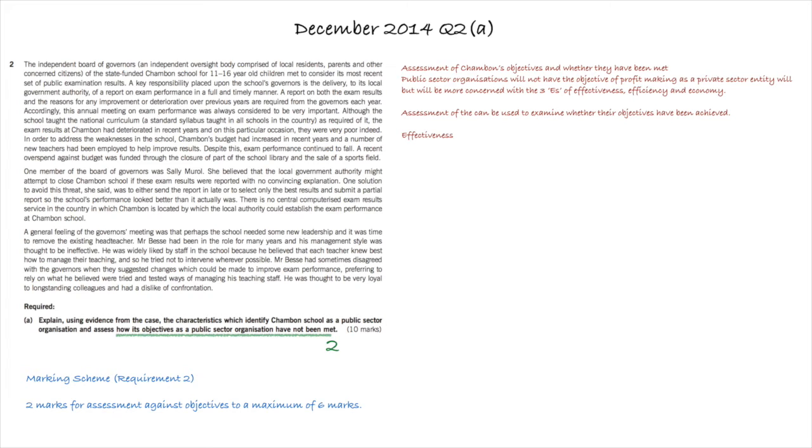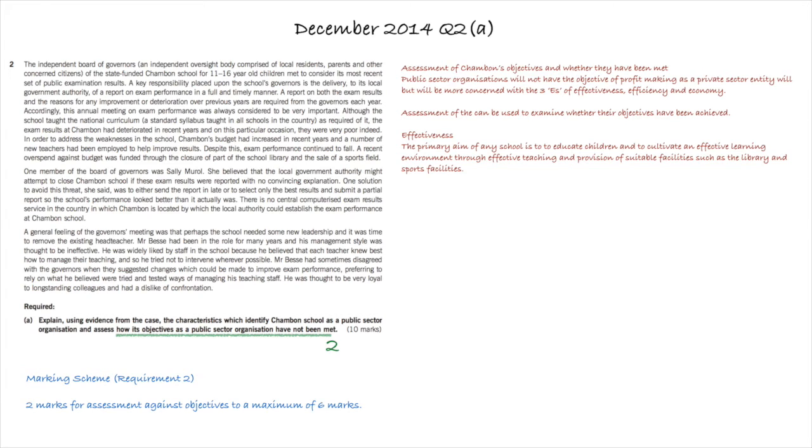So for effectiveness, I'll first of all state that the primary aim of any school is to educate children and to cultivate an effective learning environment through effective teaching and provision of suitable facilities such as the library and sports facilities. So that sets the scene for what the objectives are of this particular type of organisation.